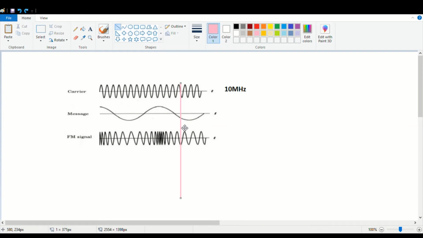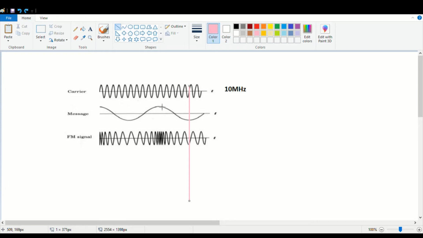And as I move ahead, at this time instant, the amplitude is further decreased. That means the frequency of the FM signal is also further decreased. And this continues till I reach the negative peak. Now here I have reached the negative peak. At the negative peak, the frequency of the FM signal will be at its minimum.